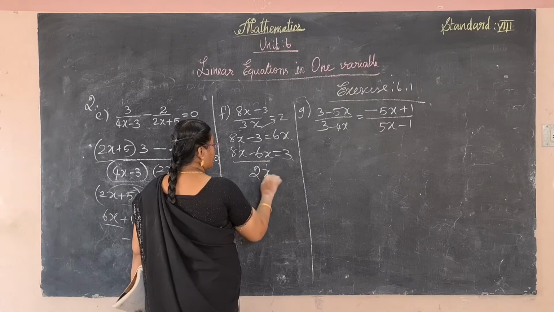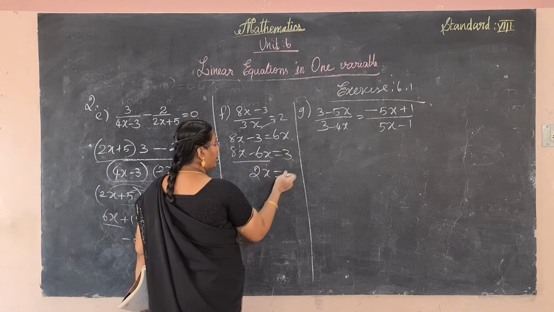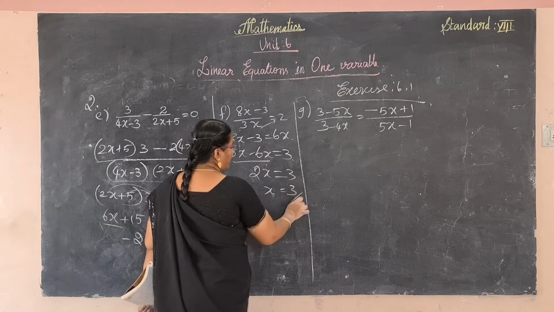Okay, so 6 2x, it is the difference of two signs, subtract and put the greater number's sign. So x equal to 3 by 2.